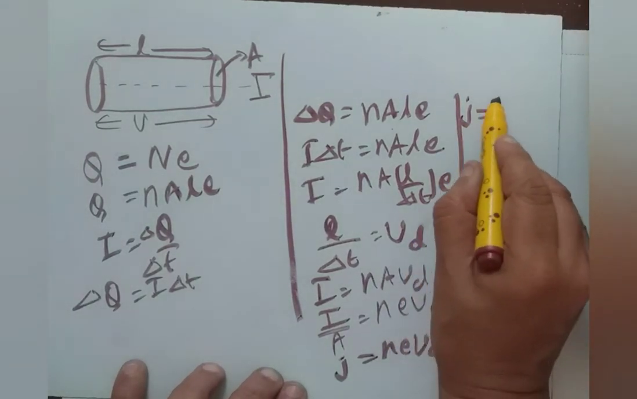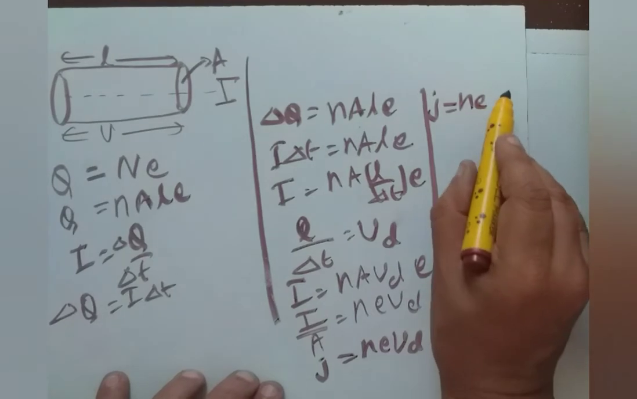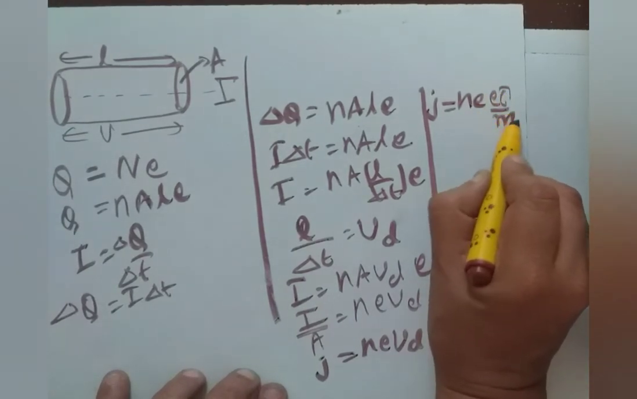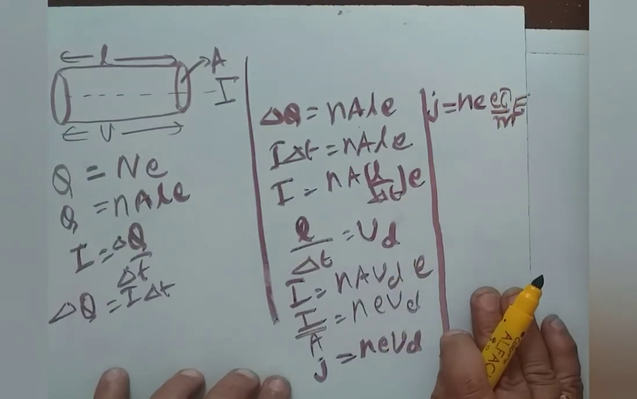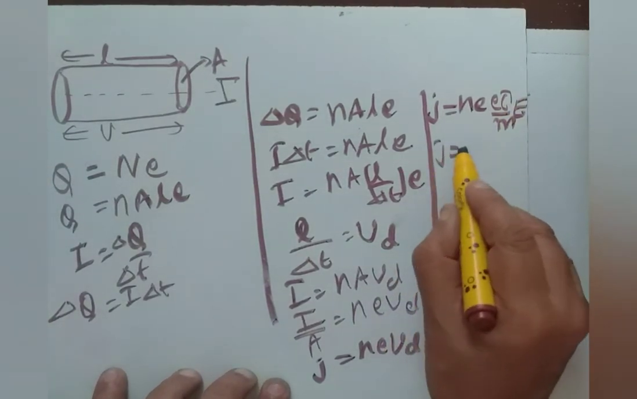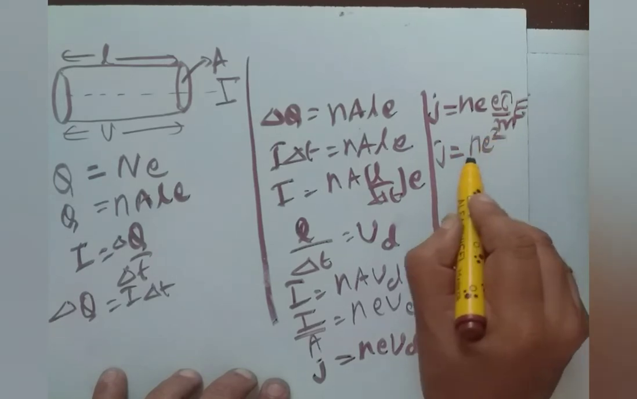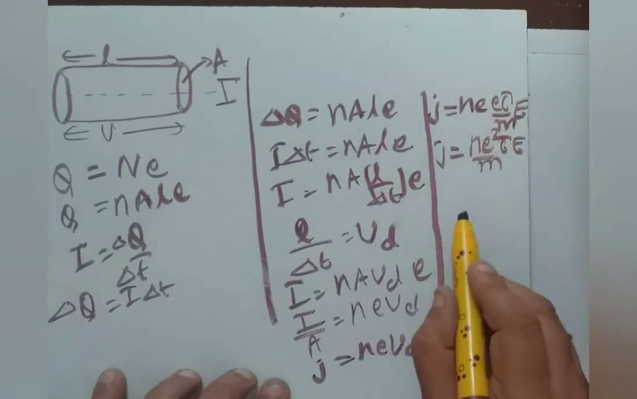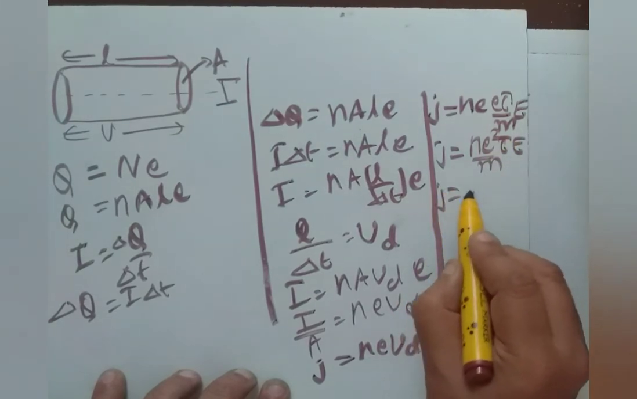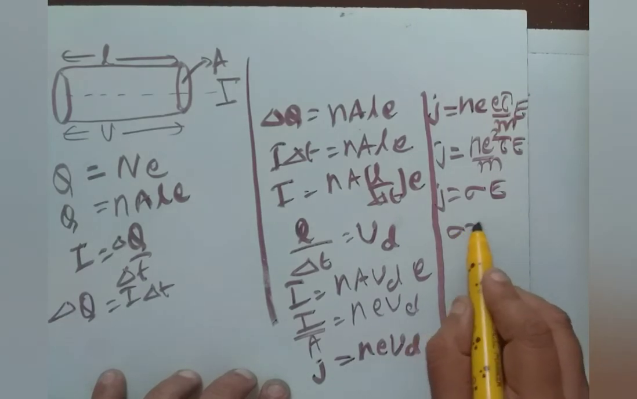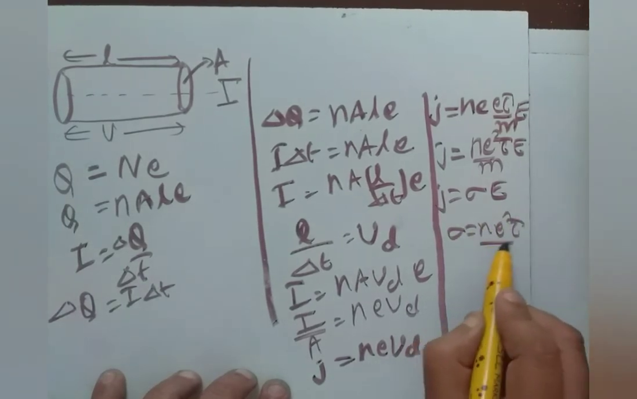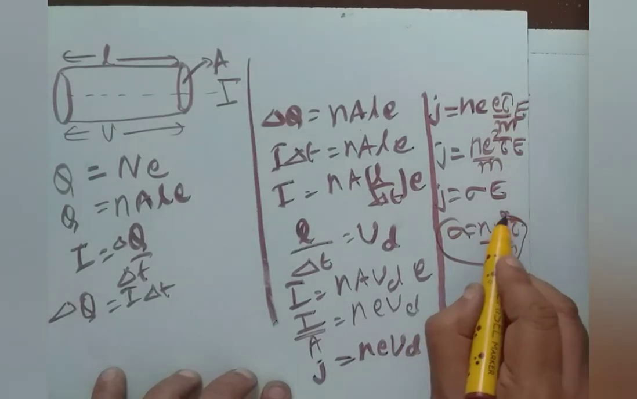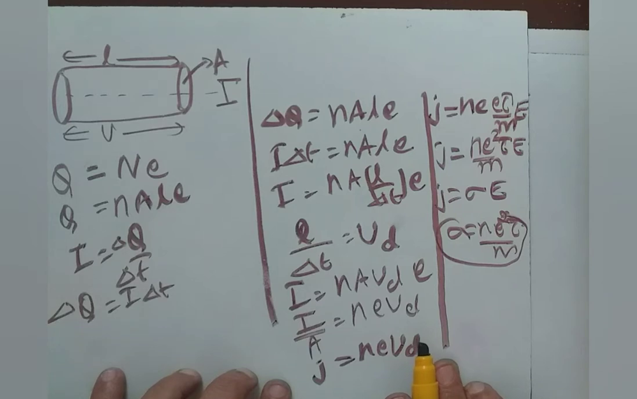Say N e Vd, where Vd is e tau by m into E. Therefore, J equals N e square by m tau into E, or else we can simply write it as J equals sigma E, where sigma is N e square tau by m. This is the expression for conductivity, N e square tau by m.